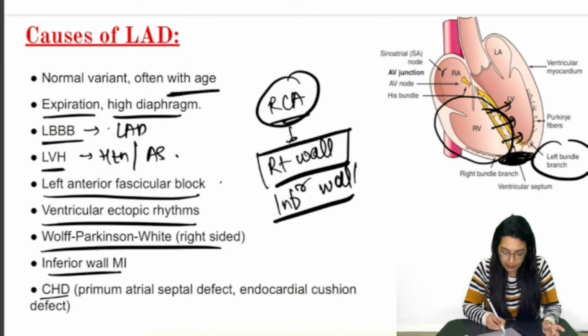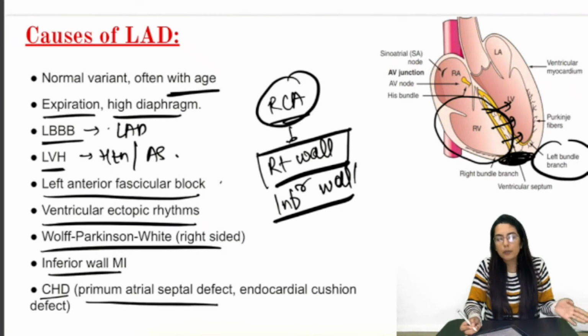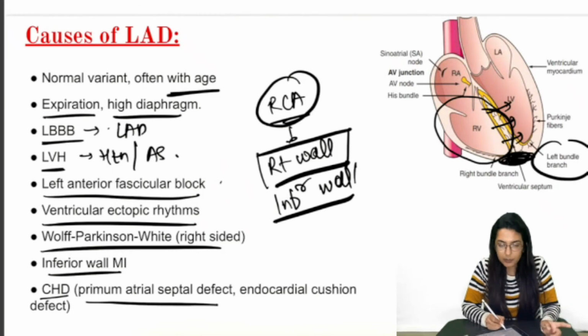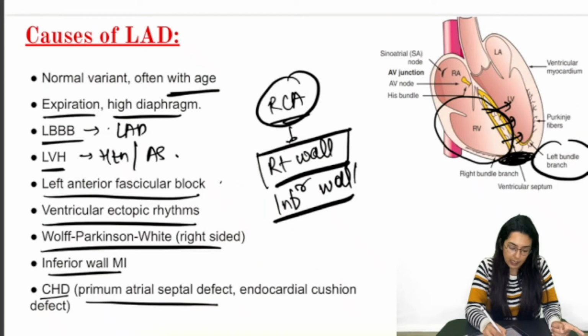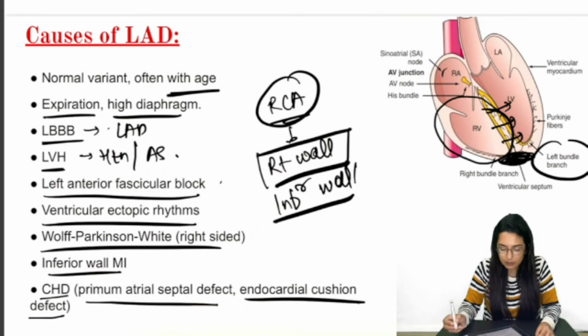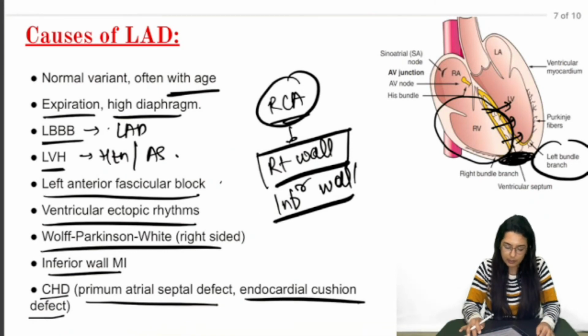And congenital heart disease like primum ASD. Most common is secundum, but remember, secundum leads to RAD and primum leads to LAD. And endocardial cushion defect, most commonly seen in Down syndrome, again can lead to left axis deviation.